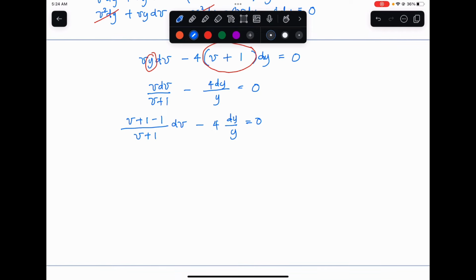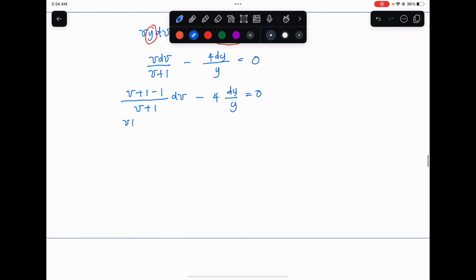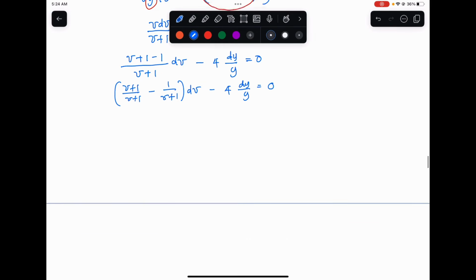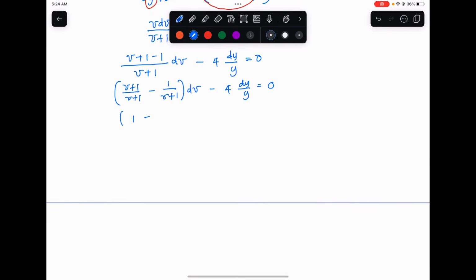So v plus 1 minus 1, 1 minus 1 is 0. So therefore, it's the same as v over v plus 1. But then we can separate these two as v plus 1 over v plus 1, then minus 1 all over v plus 1. So we separate it into two terms, multiplied with dv. So minus 4 dy over y is equal to 0. So this makes it 1 minus 1 over v plus 1 dv minus 4 dy over y is equal to 0.